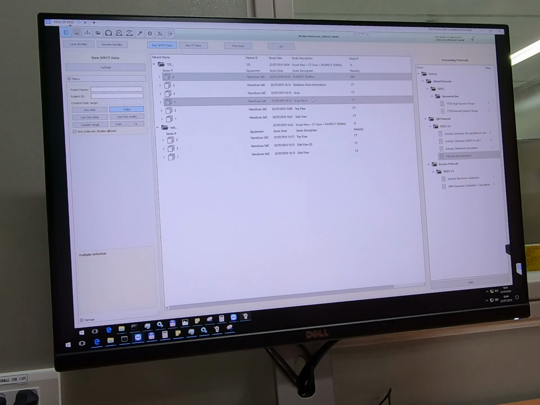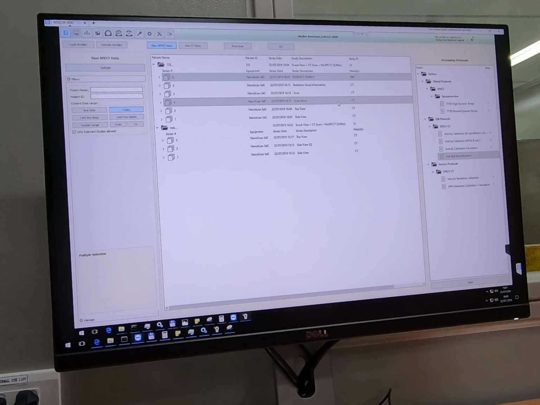For registration, for the SPECT, for the attenuation correction. Yes, for attenuation and scatter correction. That's important. So they are already co-registered. Okay, so it's not something we need to handle. It's only for the correction.